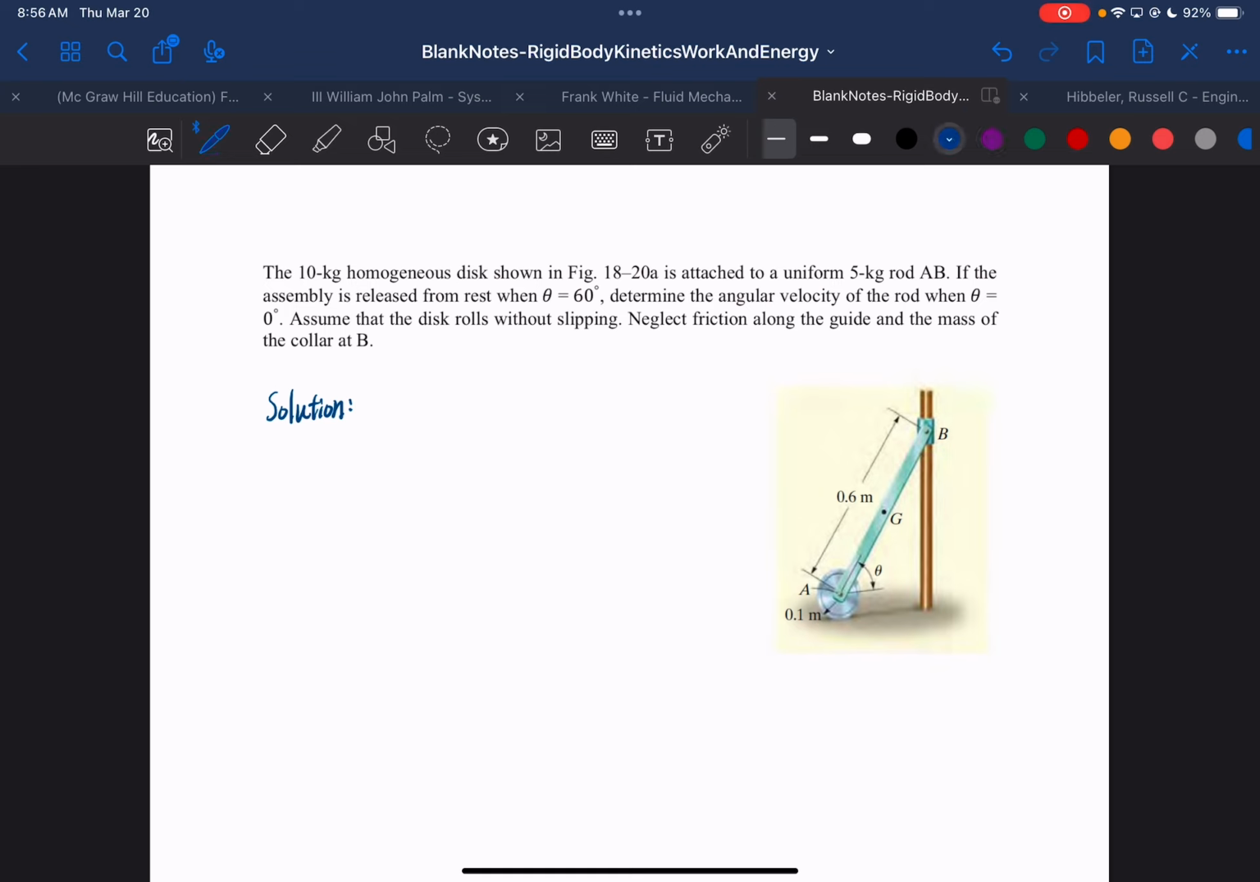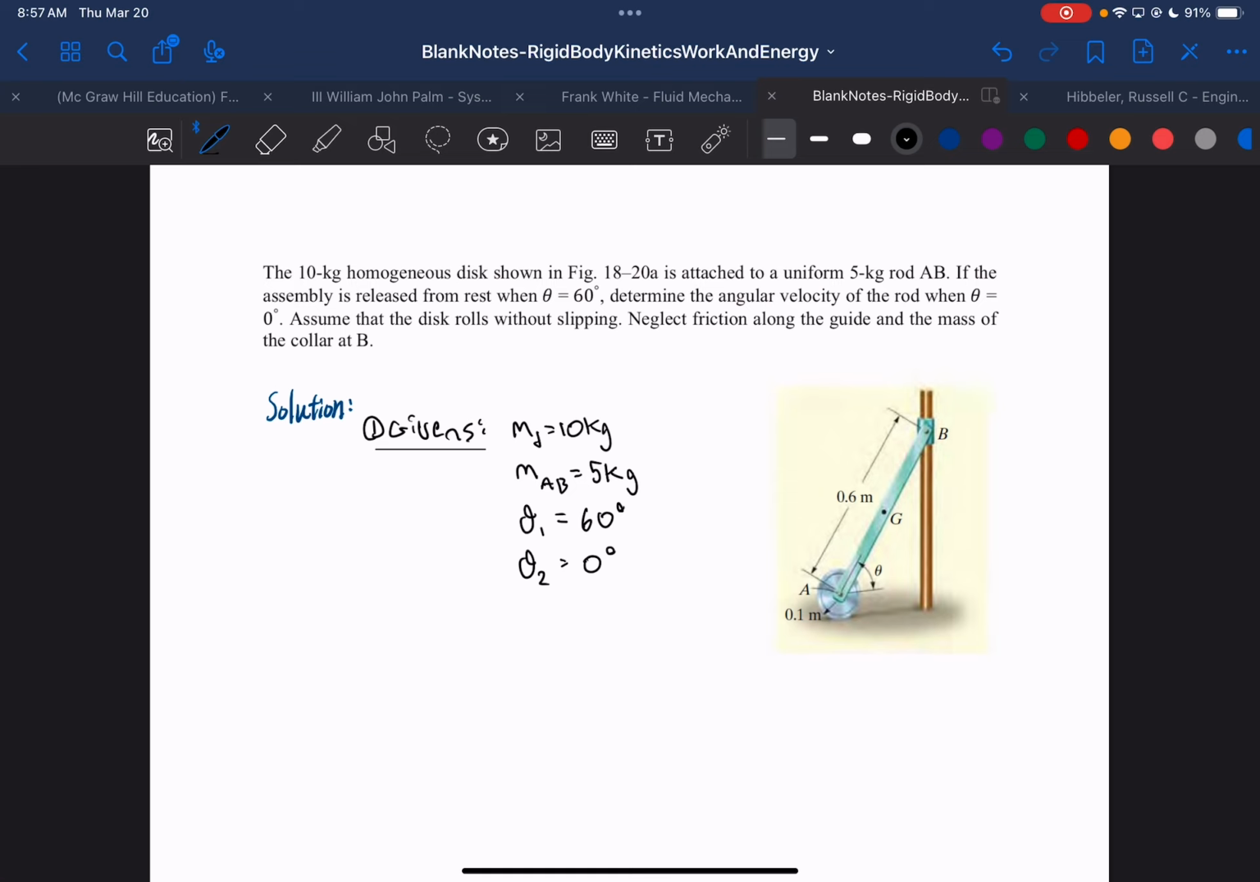Neglect friction along the guide and the mass of the collar at B. Okay. So, again, we're going to start with givens, right? In this question, we're given the mass of this disc, so we can say the mass of the disc is equal to 10 kilograms. We're given that the mass of the rod, which we can call mass AB, is equal to 5 kilograms. Theta 1 is equal to 60 degrees. Theta 2 is equal to 0 degrees.